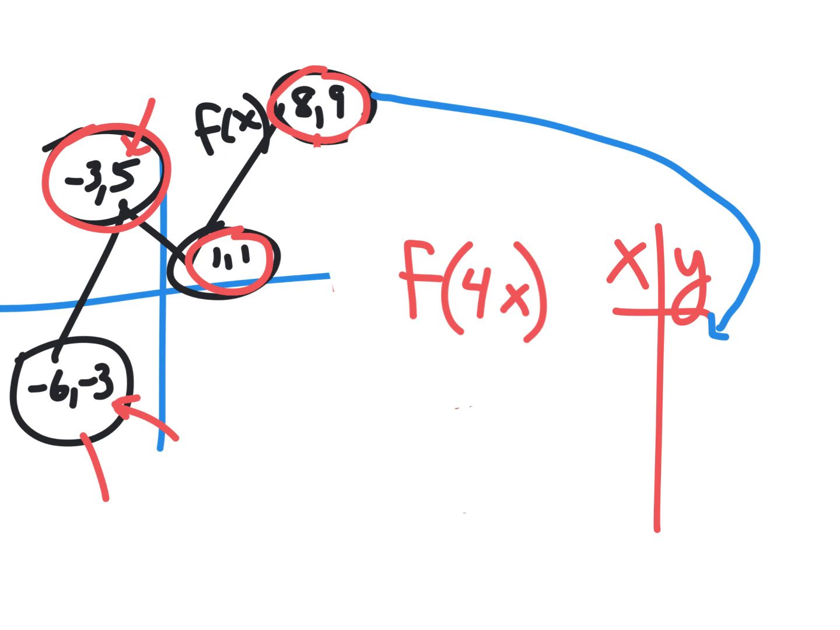And some poor kid is going to think I just said to multiply all the x's by 4. But I didn't. Are you supposed to multiply all the x's by 4? No, you're supposed to... What does this tell you to do? Talk to the kid next to you and see what you think you're supposed to be doing.